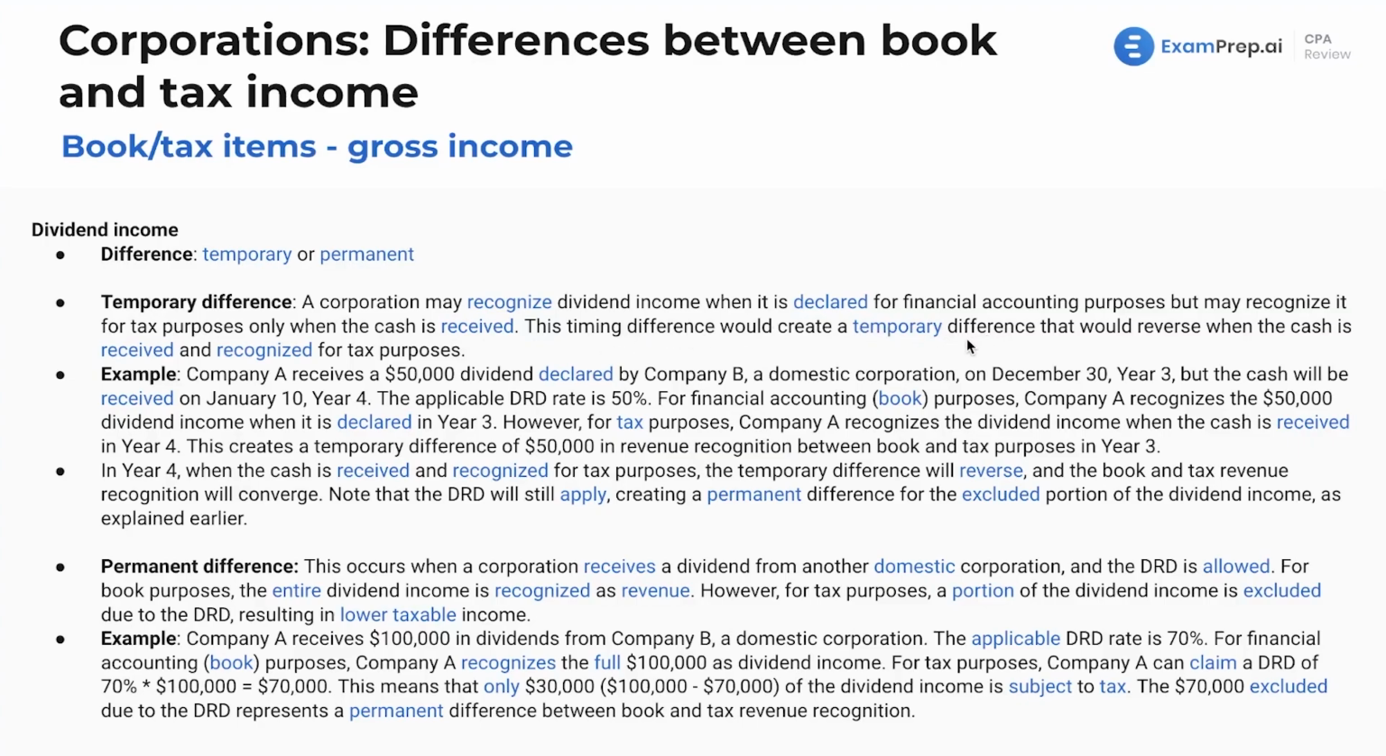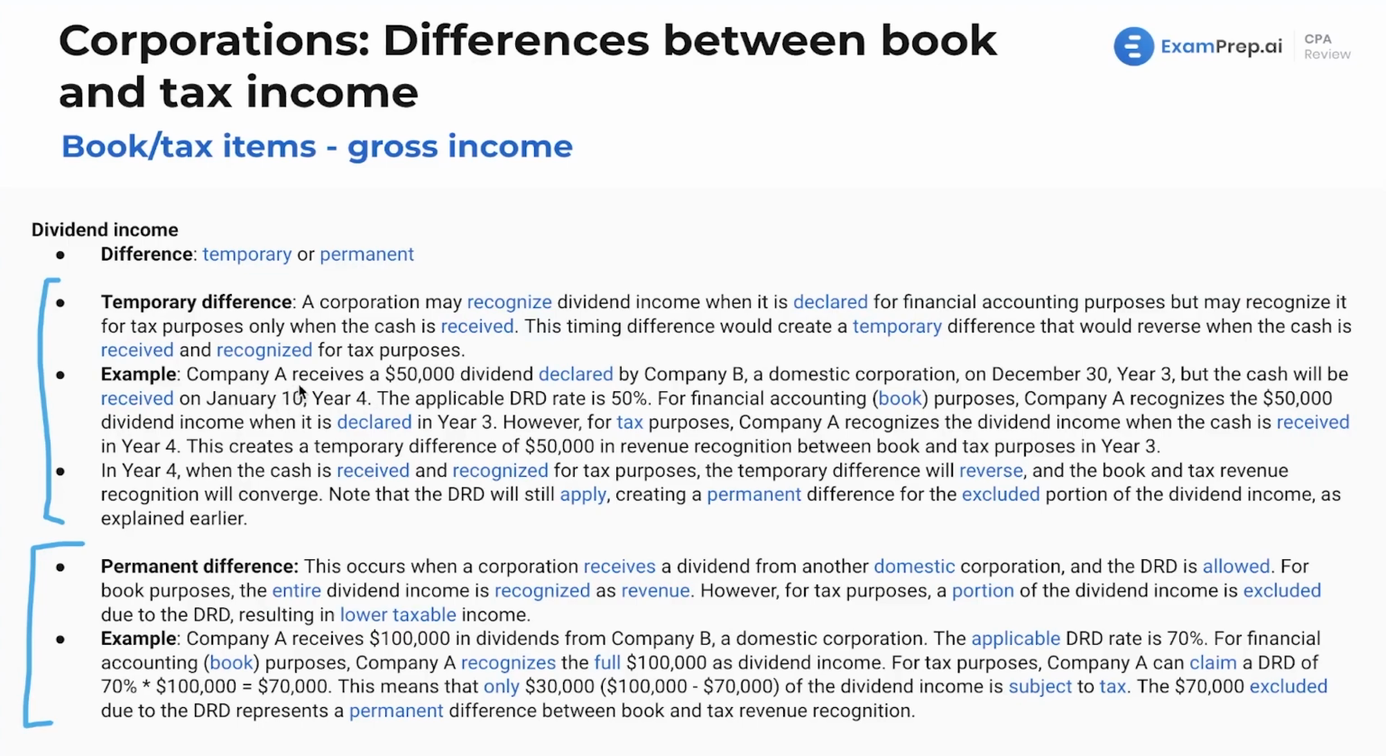Now, this would create a temporary difference. You can probably think ahead now. The permanent differences, this is going to result in the dividend received deduction. This temporary difference up here is dealing more so with just the timing of when you would recognize a dividend, that doesn't have to do with the DRD.